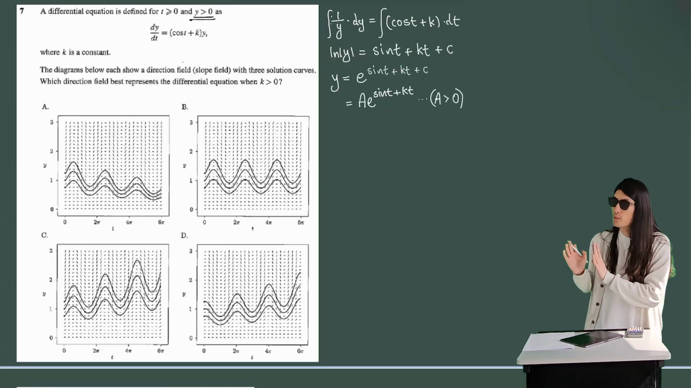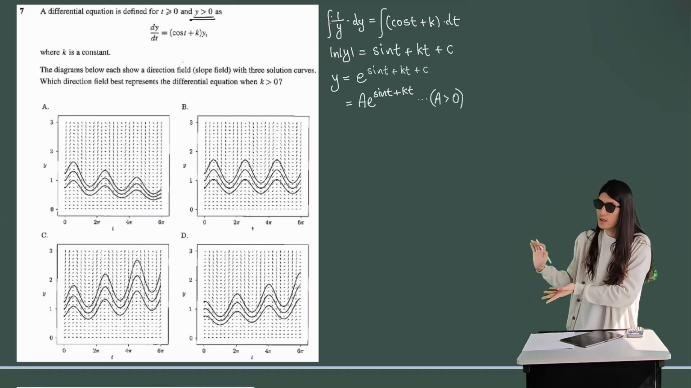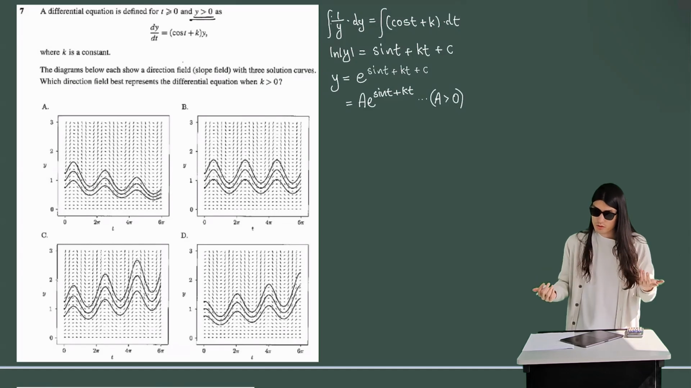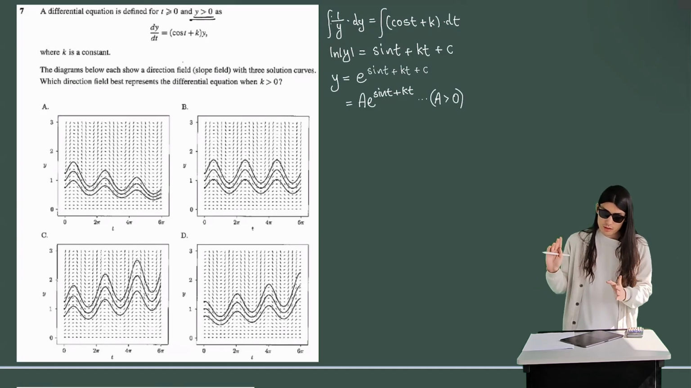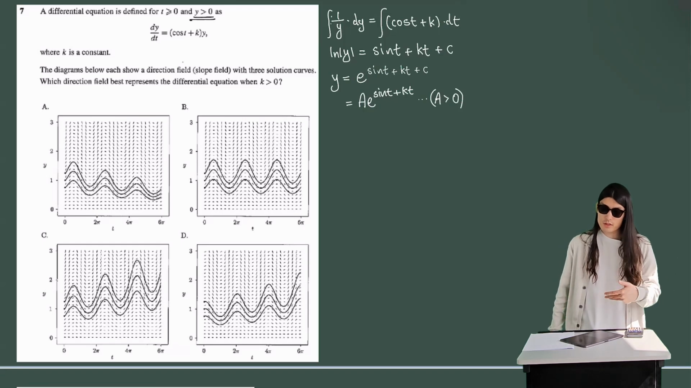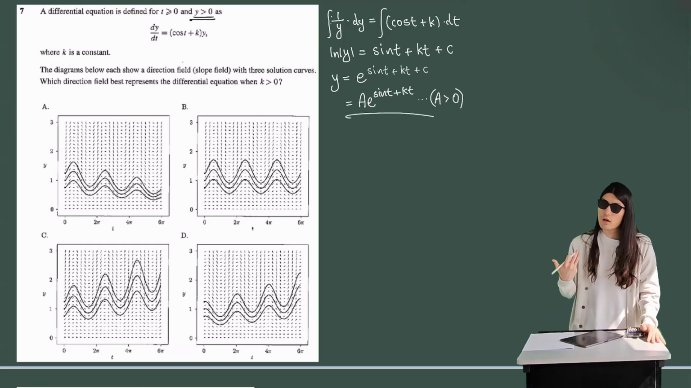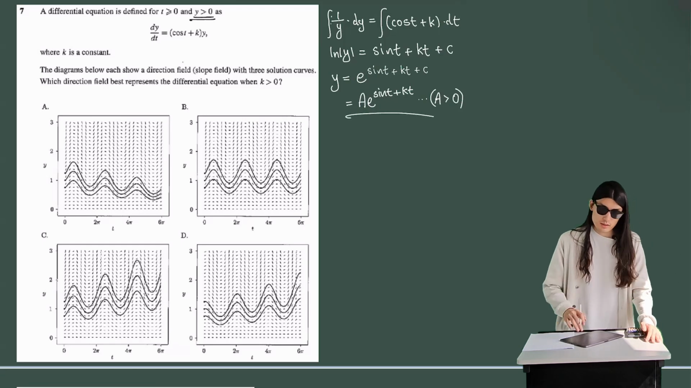And the reason why I obtained that is because now I'm just left with the job of picking the option that shows the graph of y equals a times e to the power of sine t plus kt. Which one of these best demonstrates the equation of this function? In other words, that's all I have to pick, isn't it?